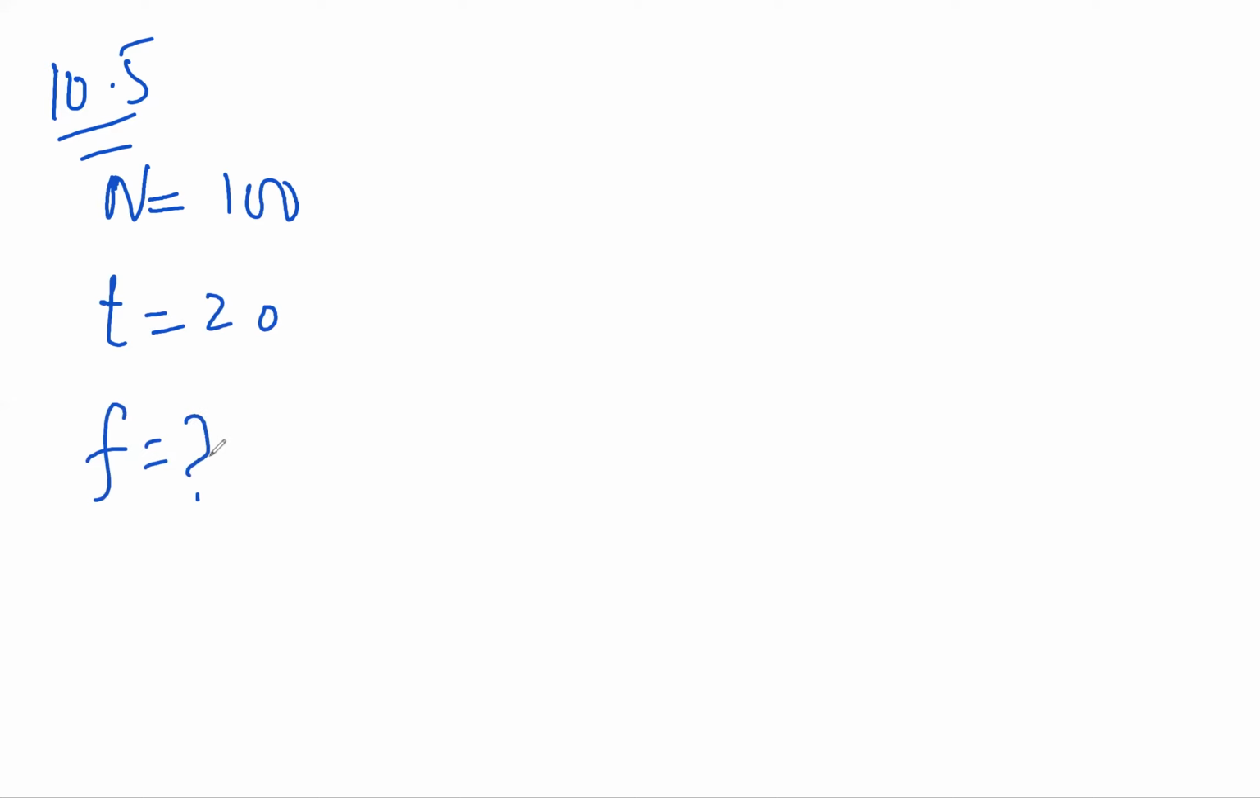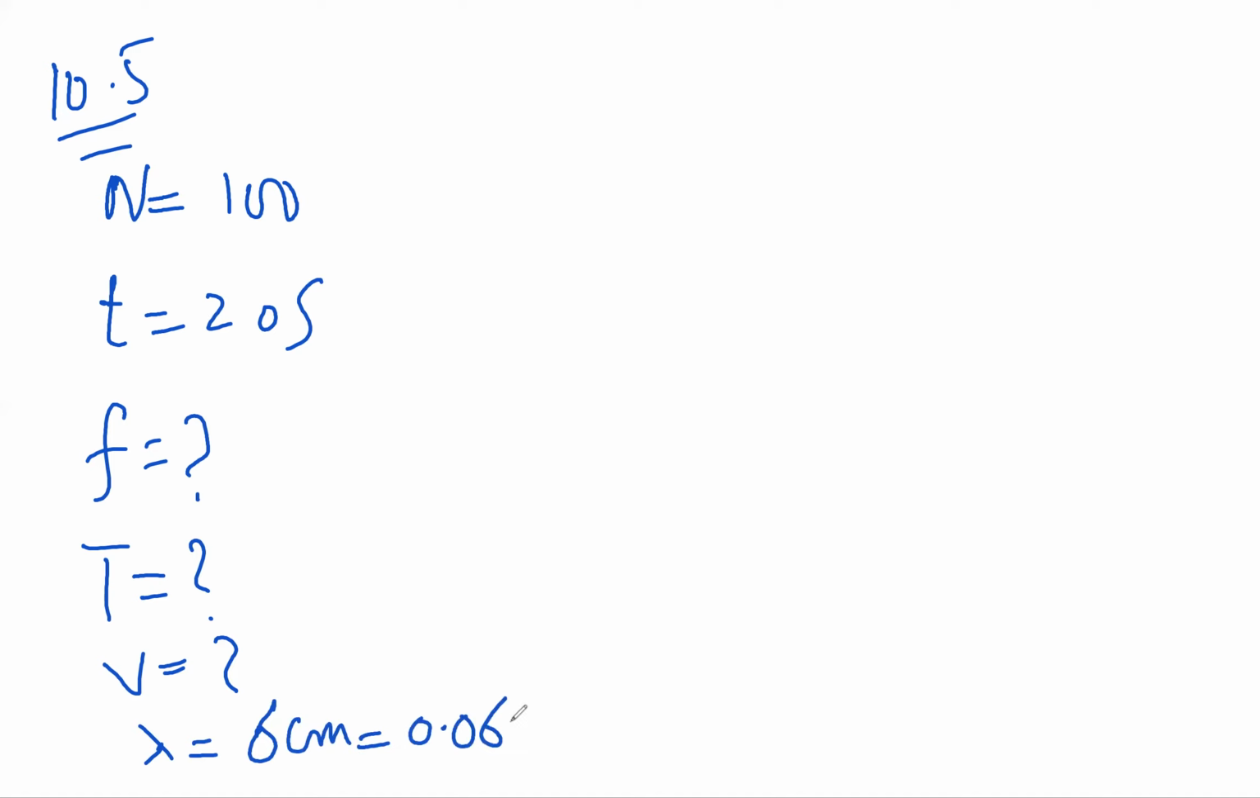10.5. If 100 waves pass through a point of a medium in 20 seconds, the number of waves is 100 and the time for 100 waves is 20 seconds. Determine its frequency, time period, and velocity, when the wavelength is 6 centimeter, that is 0.06 meter.